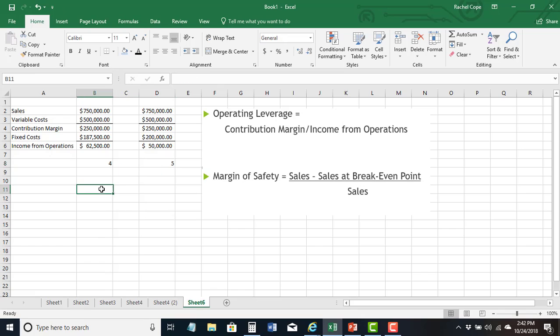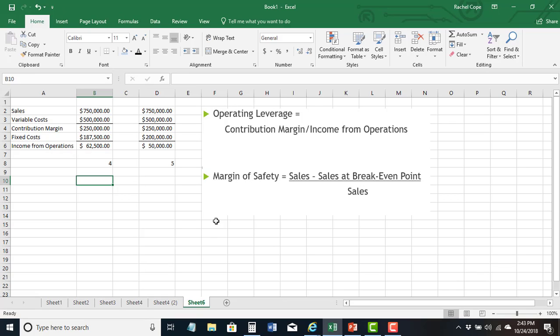So margin of safety is exactly what it sounds like. It's your margin of safety. How much of a margin do I have where I'm safe, where I can still lose money up to, well, not lose money. How about I have a decrease in sales up to the point that I start losing money? So what is my margin that I have going on before I start losing money?